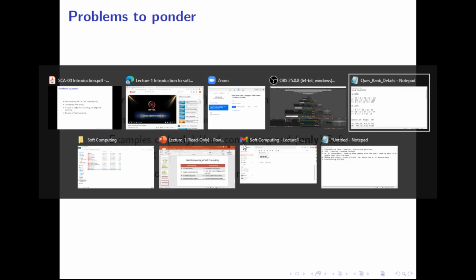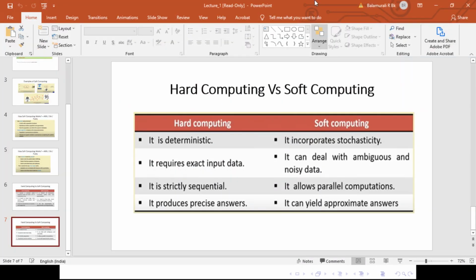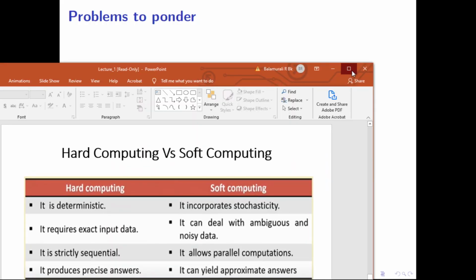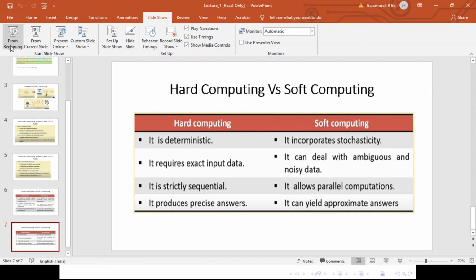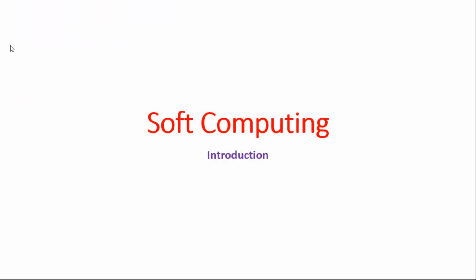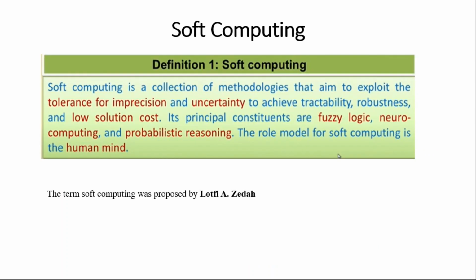So before that, let me discuss something. Let us formally define what is meant by soft computing. This is how soft computing is defined. Soft computing is a collection of methodologies that aim to exploit the tolerance of imprecision. See, this word is very important. Tolerance of imprecision and uncertainty to achieve tractability, robustness, and low cost solution.